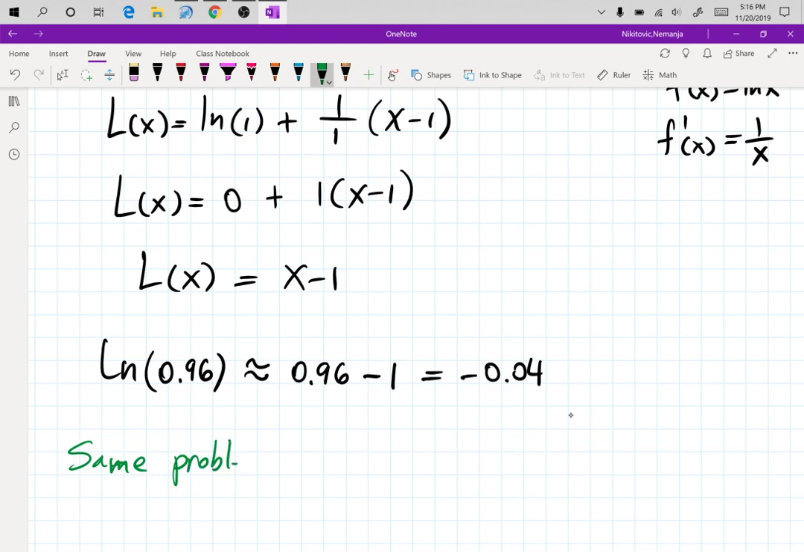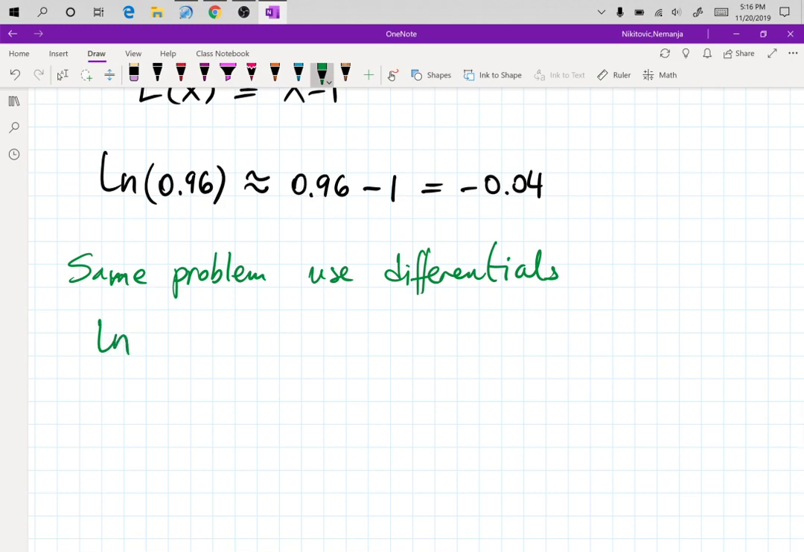Same problem. Use differentials. So I want to approximate ln of 0.96.